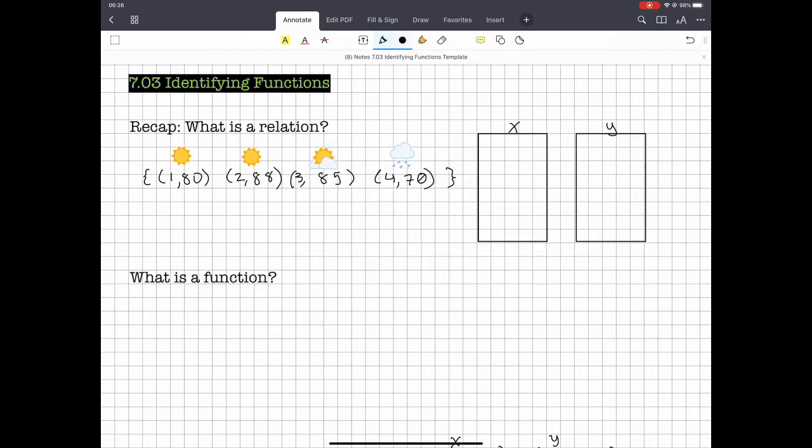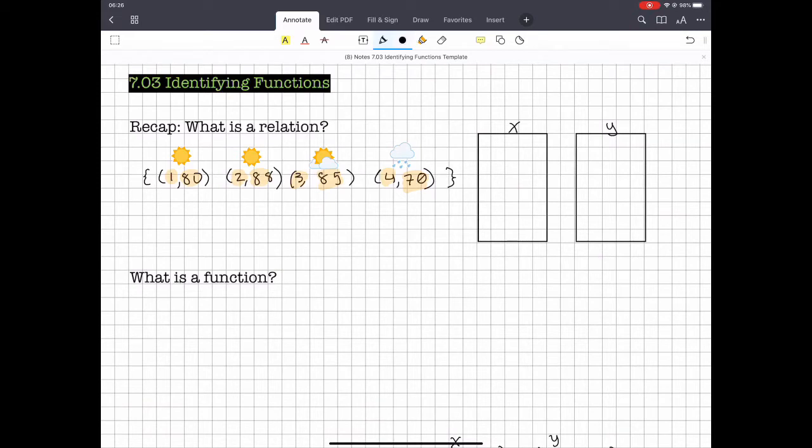In the example we did the other day, we looked at the temperature over time. So for example, at the first hour, it was 80 degrees. There's a relationship there between the amount of time that we watch the weather and the temperature. At 2 hours, it was 88 degrees. At 3 hours, 85. And at 4 hours, 70 degrees. So that's the relation because we're relating two sets of data.